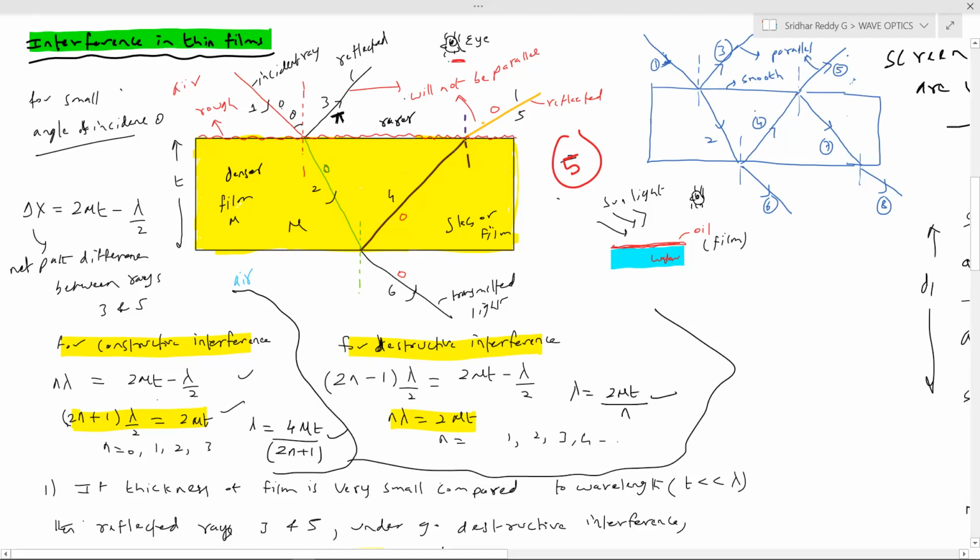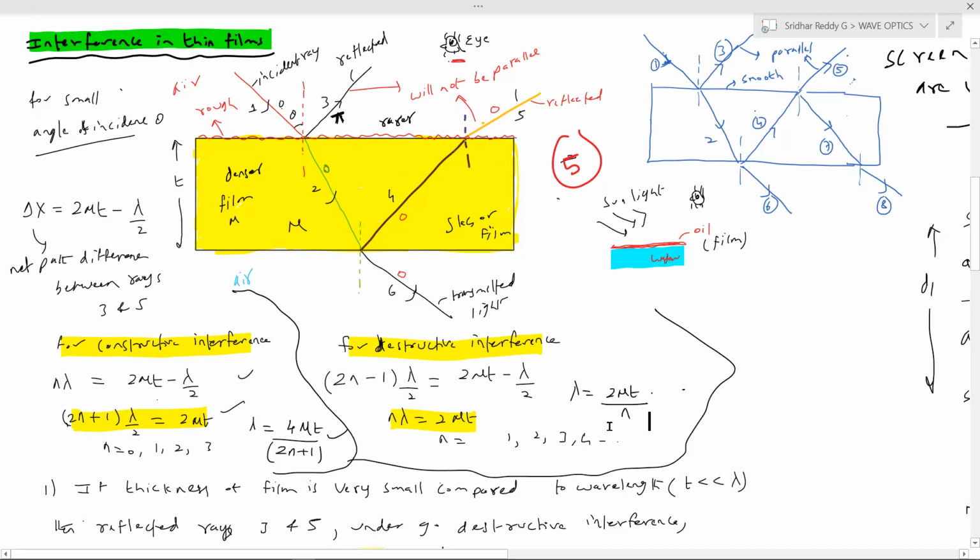Why does the eye notice that some wavelengths are dominant? Those wavelengths which satisfy the equation 4 mu t by (2n plus 1) undergo constructive interference, and those wavelengths will be dominant. Those wavelengths which satisfy the other equation undergo destructive interference, and we don't see any light from them entering the eye. So that's why some wavelengths are missing; missing means they undergo destructive interference. Okay, so that is the overall theoretical idea of interference in thin films.